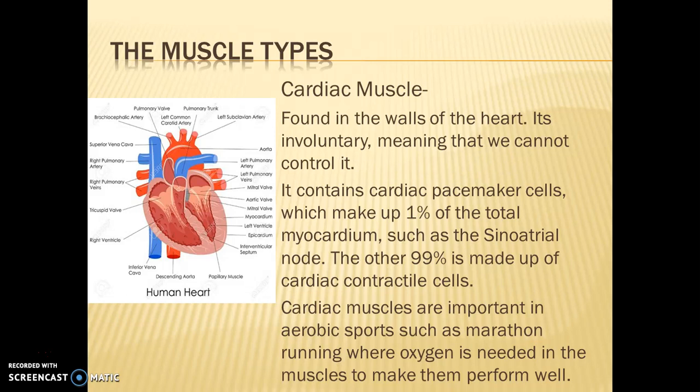The muscle types. Cardiac muscle. This is found in the walls of the heart. It's involuntary, meaning that we cannot control it. They're responsible for pumping all the blood around the body in slow contractions. An example of this is the fact that we cannot control our heart rate.